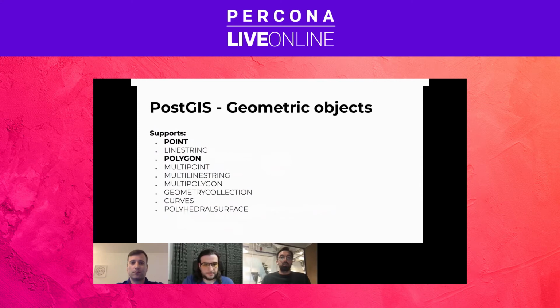PostGIS supports multiple types of geometric objects, but for our examples, and for most of the applications out there, the most common types are point and polygon.